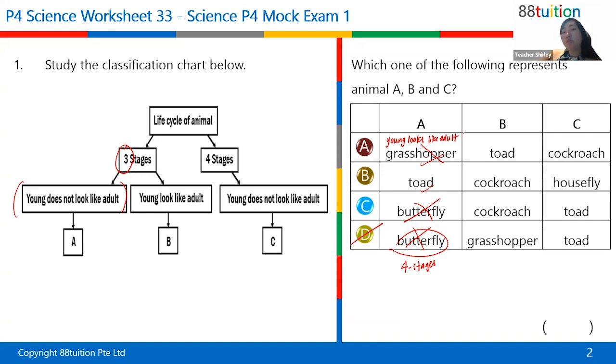Okay, so the grasshopper young actually looks like the adult, but the toad does not. The toad is similar to frog, right? It's the tadpole. So the tadpole does not look like the adult frog or toad at all. So therefore, the answer is B. You said B or D, Hao Xuan? You said D.